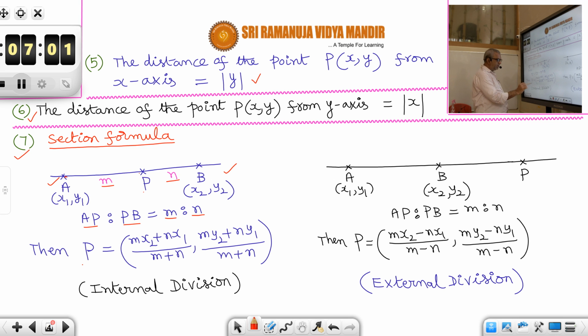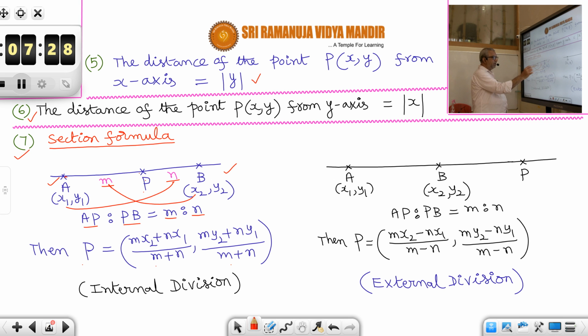So then the P is given by this formula. M into x2 plus n into x1, like this, cross multiplying. M into x2 plus n into x1 by m plus n. Similarly for y coordinate, m into y2 plus n into y1 by m plus n.